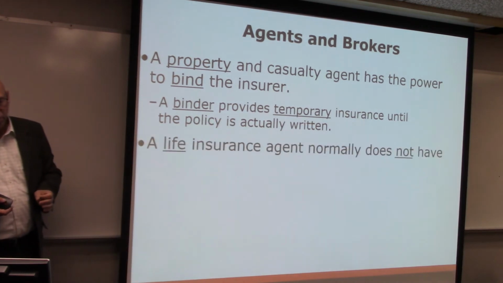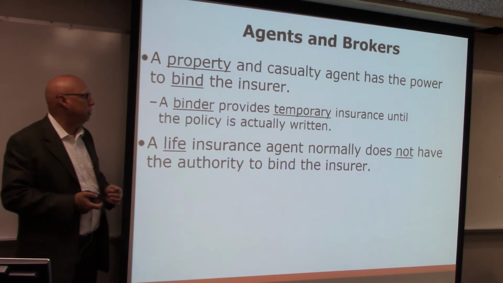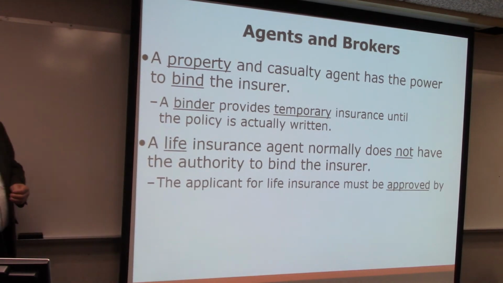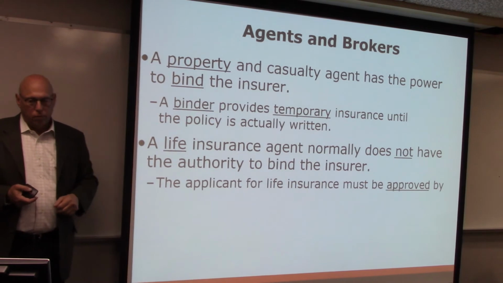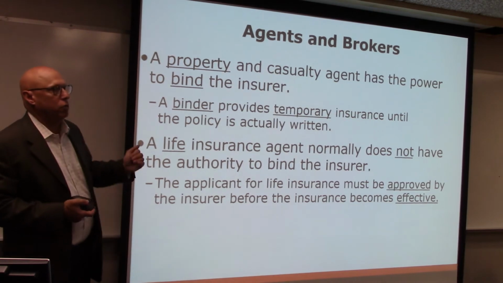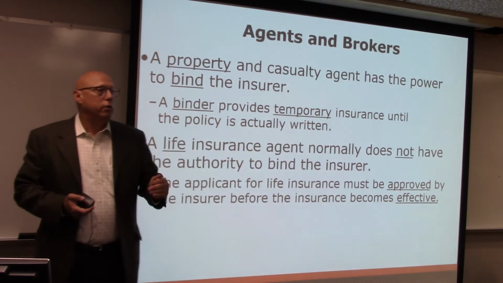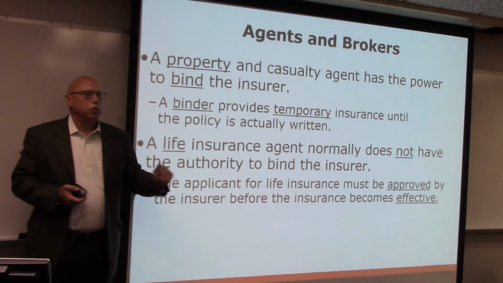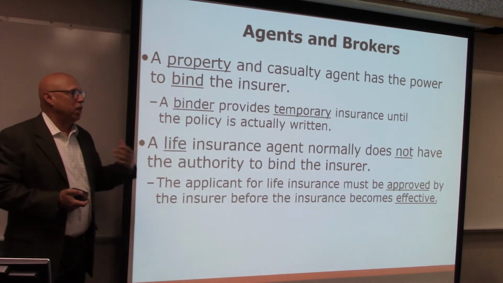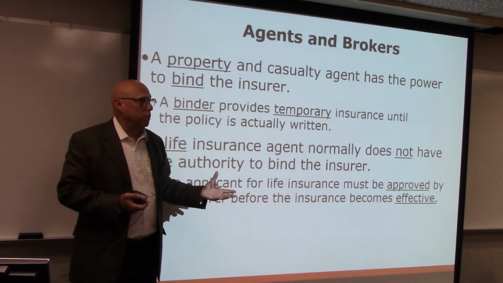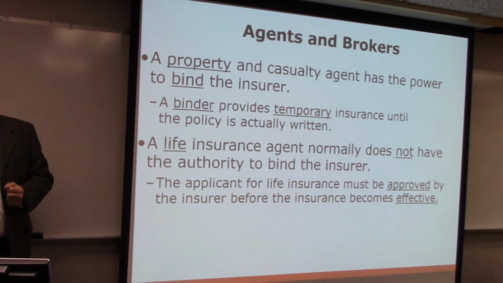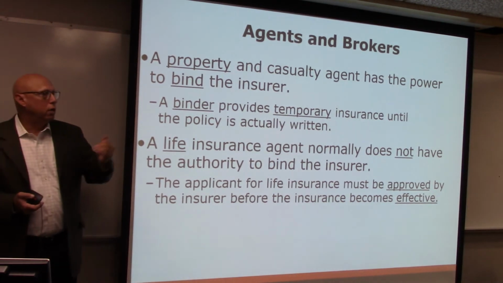Okay? A life insurance agent normally does not have the authority to bind the insurer. Okay? So that's a big difference, and yes, that's a question on the test. The applicant for life insurance must be approved by the insurer before the insurance becomes effective. So there's a lot more underwriting, there's a lot more due diligence and research that is done by insurance companies for life insurance than for property casualty insurance. Because, particularly with automobile insurance, you give them the VIN number and they can look up everything they need to know about the car. They already have your driving history, so all they want to know is, what kind of car is this?